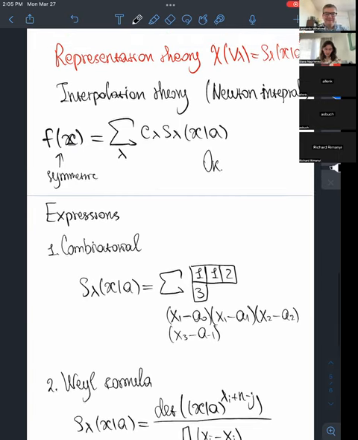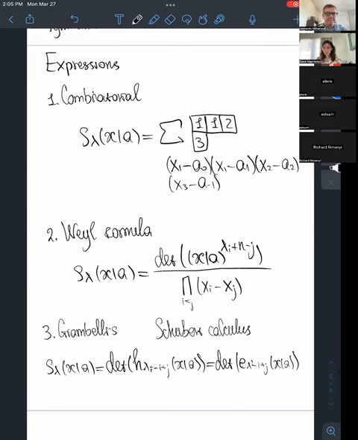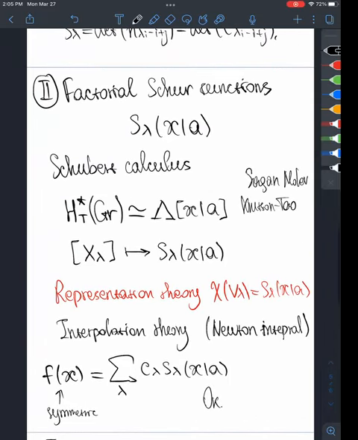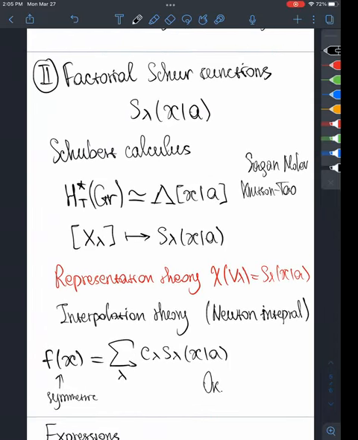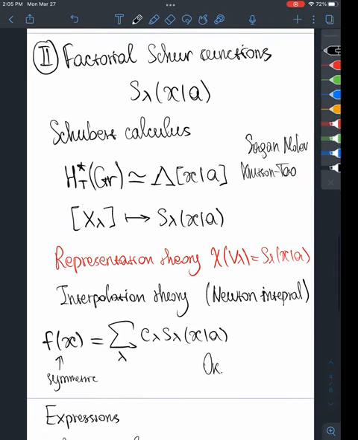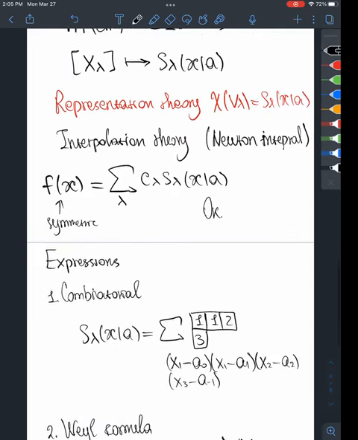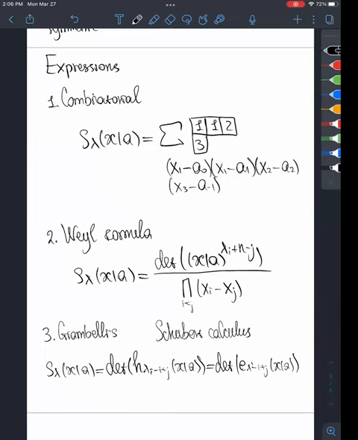All right. So far I talked about the Schur functions and some of the ways to represent them, some of the expressions that they have. And then I talked about the factorial Schur functions, and I showed that they also naturally appear in geometry and in interpolation theory, and they have the very same ways to be expressed.